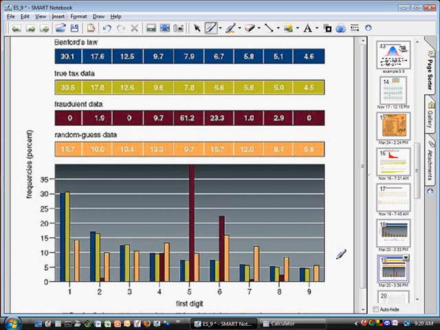Here's random guess data, just literally using a true random number generator, and you see how even that's pretty obviously different from Benford's Law. So if somebody said, hey, we're going to fake these financial records, we're going to use a computer to pick out random numbers, even that won't work. Very interesting.